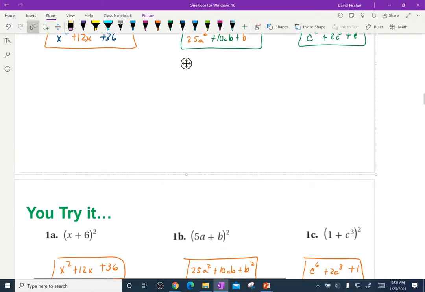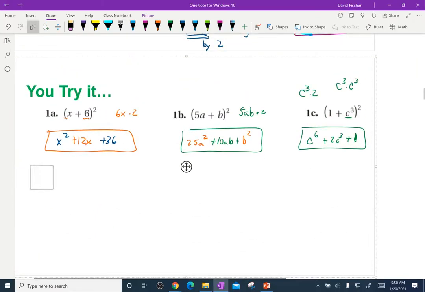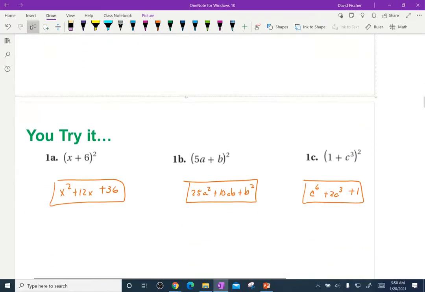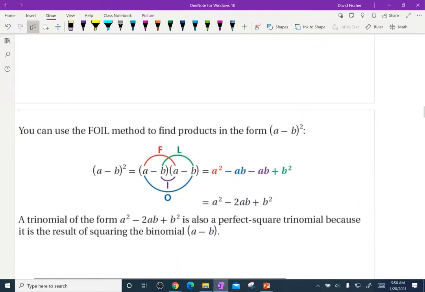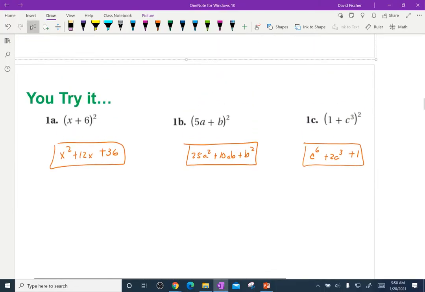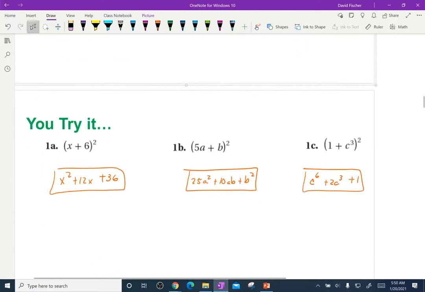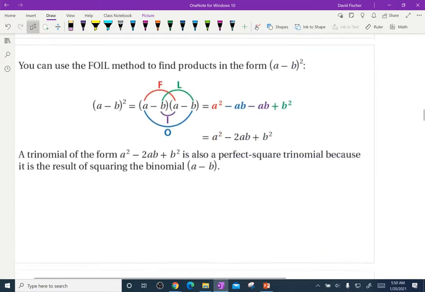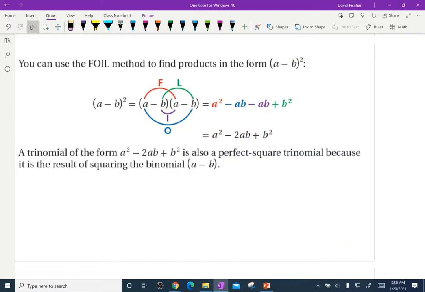Bam. Okay. So it's kind of like a shortcut. Again, it works on perfect squares. Now, if we look at this one, we notice something a little bit different too: I have a minus sign. Up here, these were all positives in the middle. Okay, so let's look and see if it works for the negatives too.